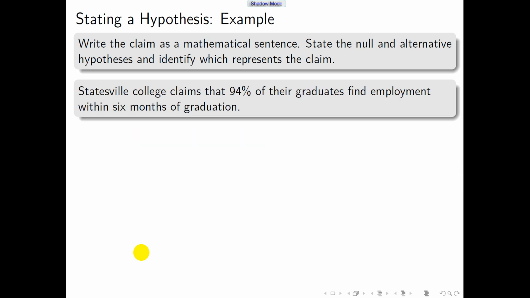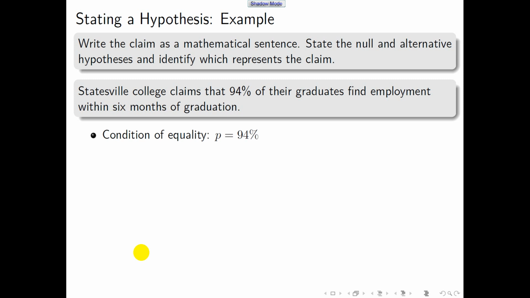So here are a couple of examples. For example, Stateswell College claims that 94% of their graduates find a job within 6 months after the graduation. So what is the mathematical statement here? P, it's telling us about the proportions, right? So after the students have graduated, 94% of them have found a job within 6 months, okay? This is what the administration of the college is telling us, right? P is equal to 0.95.